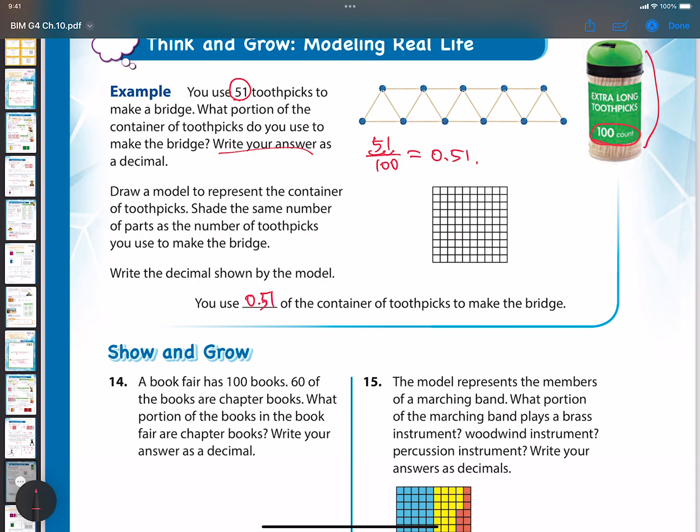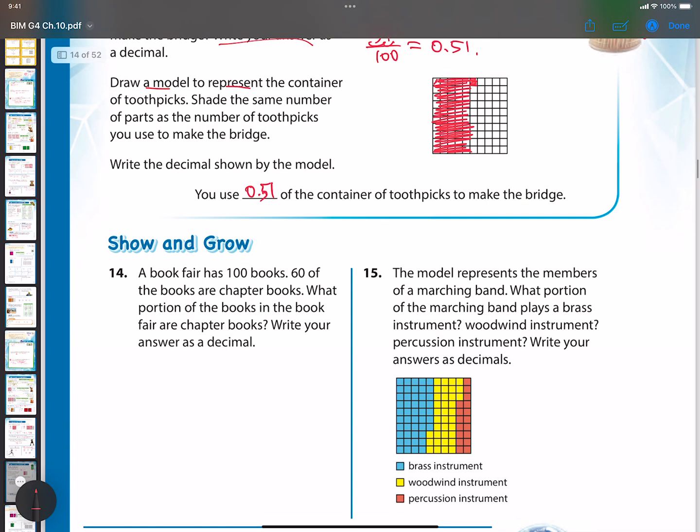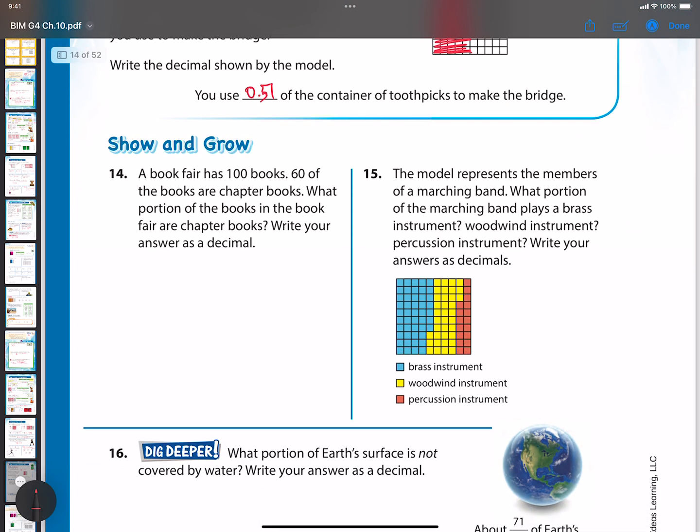Okay, but they were asking us to draw a model to represent the container of toothpicks. Shade the same number of parts as the number of toothpicks you used to make the bridge. Write the decimal shown by the model. Okay, so now here, 1 2 3 4 5. So 5 tenths and 1. Okay, so that's 0.51.